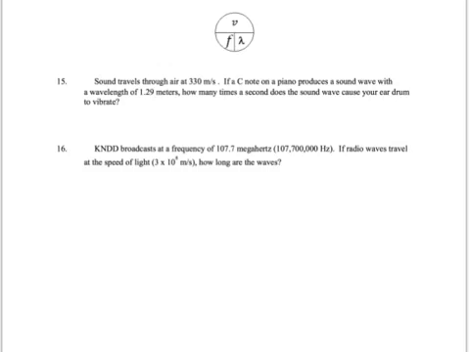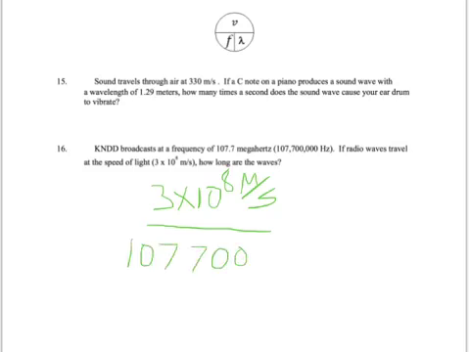So in this case, my velocity is 3 times 10 to the 8th meters per second divided by a very high frequency wave, 107,700,000. And when I divide these two big numbers by each other, I get a very reasonable 2.78 meters. 2.78 meters. That is the length of the radio waves made by the station.